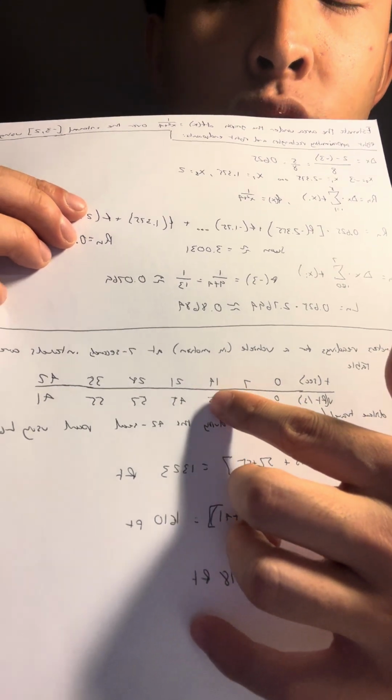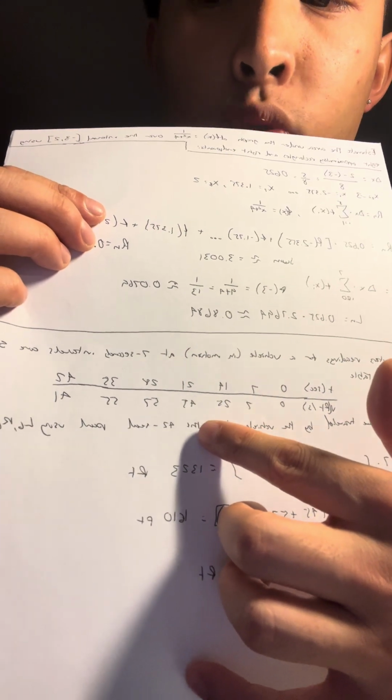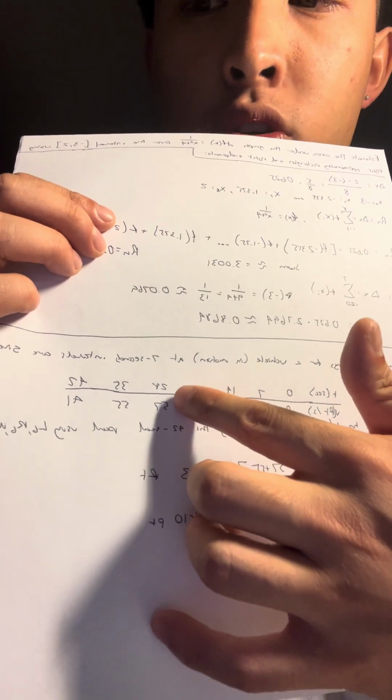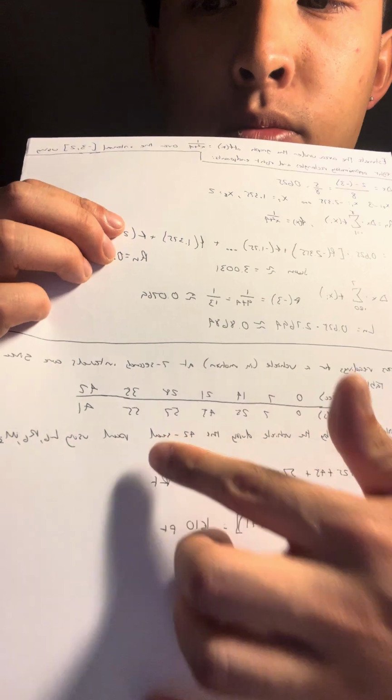And the next one would be 14 to 28. The midpoint is 45. And then for 28 to 42, the midpoint is 55. So we do 14 times parentheses 7 plus 45 plus 55, equaling 1,498 feet.